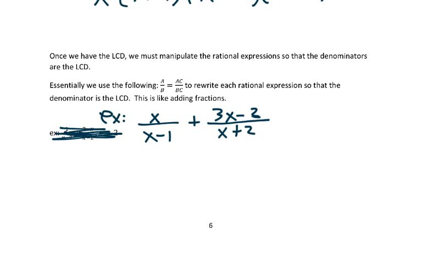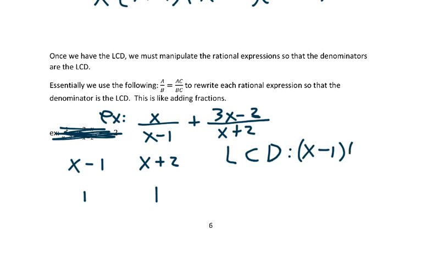So here we have x minus 1. That's our irreducible factor from the first fraction, and the only exponent of it is 1. From the second denominator, we have x plus 2, and the only exponent is 1. So the LCD here is going to be just x minus 1 to the first, but again, if the exponent is 1, we don't have to write it, times x plus 2, like so. So that's our LCD.